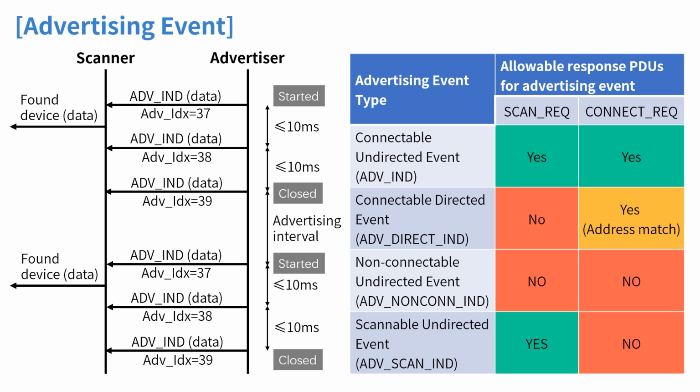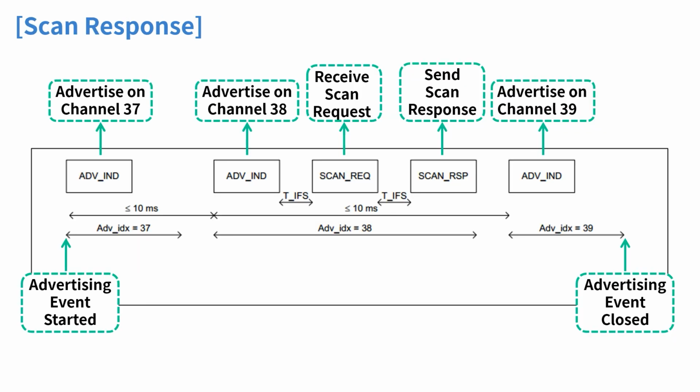Connectable undirected event can respond to scan requests and connect requests. Our peripheral routines use this advertisement event type. Connectable directed event do not respond to scan requests and only respond to connect requests from centrals with matching addresses. Non-connectable undirected event will neither respond to any scan requests nor connect requests. Scannable undirected event will respond to scan requests but not connect requests.